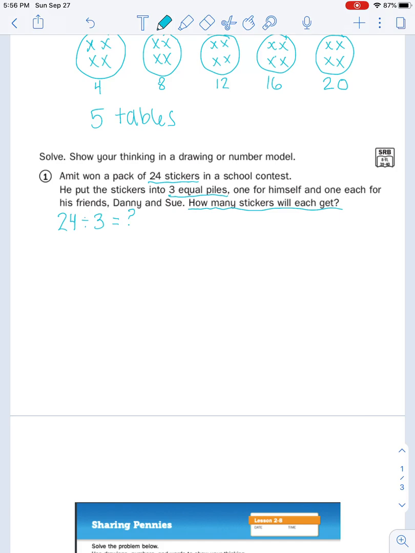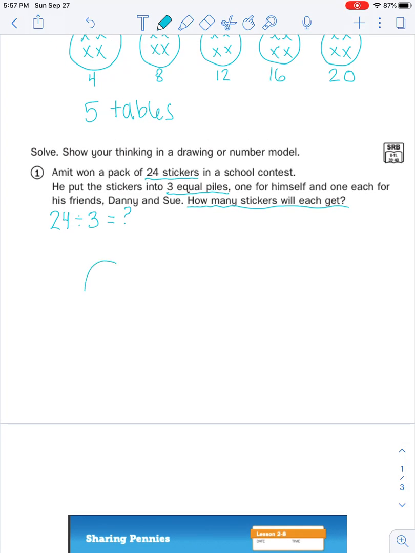Okay, so I'm trying to put these stickers into 3 piles that are all the same because each kid gets an even amount. But I don't know how many stickers each kid is going to get yet. So I'm going to go ahead and make my 3 equal piles because it's kind of what it told me to do in the story. Kind of gives you some hints in there. So the 3 piles equal the 3 kids, Amit, Danny, and Sue. You don't need to write that down, but that helps you to understand what those 3 circles are.